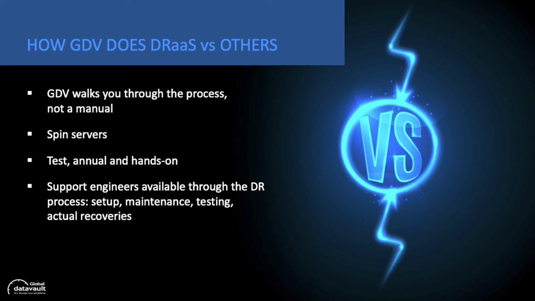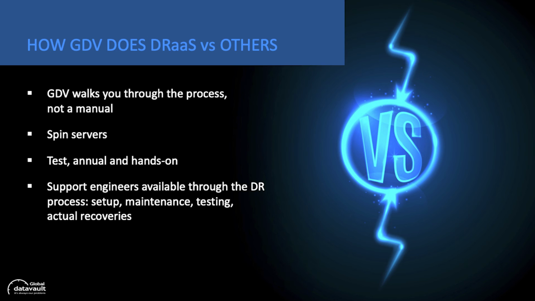And then once you're implemented, we do request that you do a test, your annual hands-on test. We schedule that 30 days after your implementation is complete. And then we do provide you with hands-on access, like I mentioned earlier, to kick the tires, to make sure that everything is functioning as you would expect it to in your production infrastructure. Whenever GDV does get engaged for a DR event, we don't provide you with a manual and say, here you go, best of luck. What we do is we get on a bridge with you and your team, and we walk you through the process.